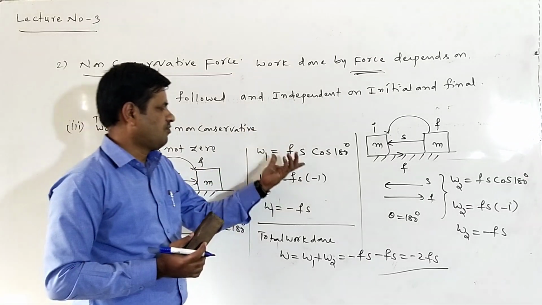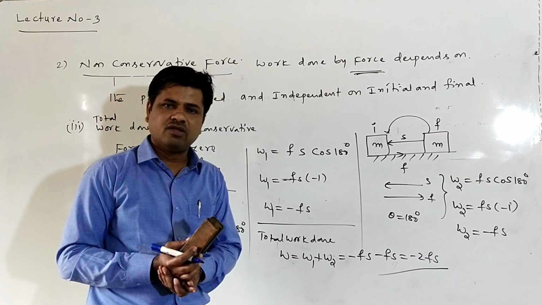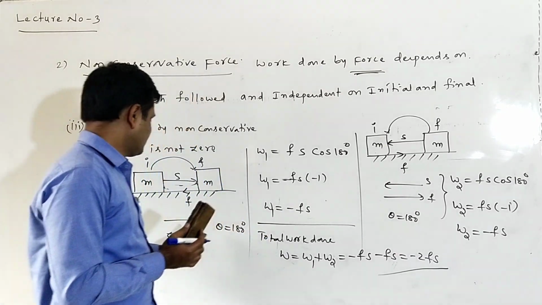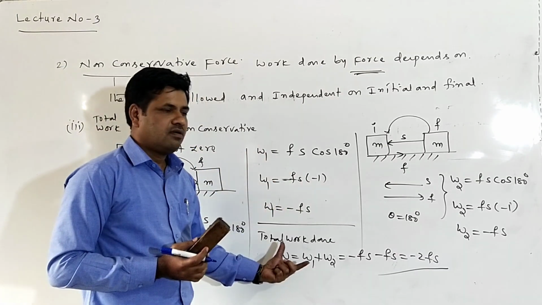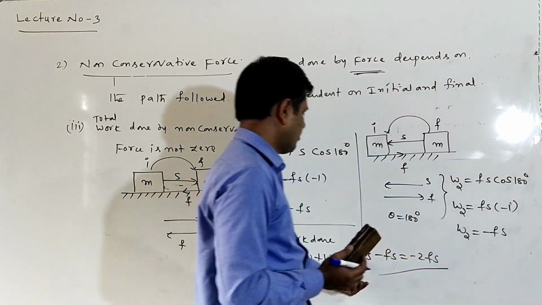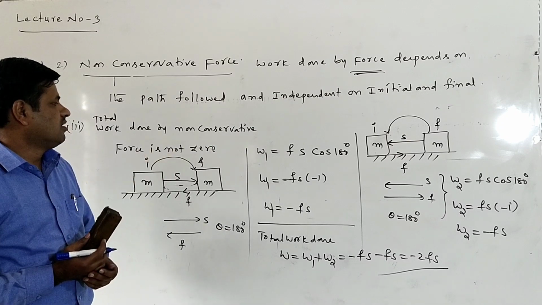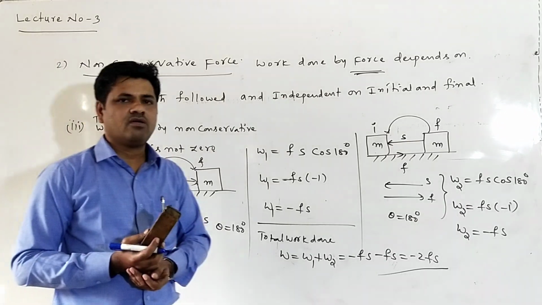Which non-conservative force have I taken here? The frictional force. The frictional force is always acting opposite to the motion of the body. Here work is done by the frictional force. In this case minus Fs, and in the other case minus Fs. The total work done we are getting is negative. That's the reason we say that the work done by the non-conservative force is not 0.